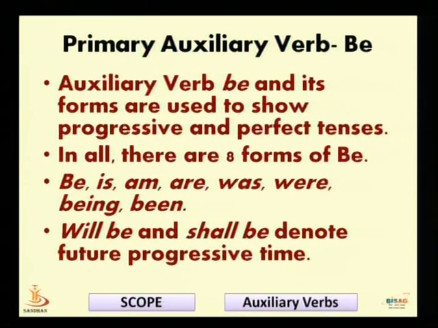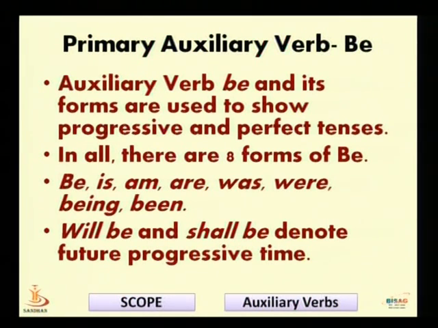Friends, let us now go to the next very important auxiliary verb, which is be. As I told you, friends, all these main auxiliaries or primary auxiliaries or the helping verbs of do, have and be, they have got their own specific functions. They are used to make the sentences into negative, to turn the sentence into interrogative, and they also denote tense. They are used in question tags, they are used in short answers.